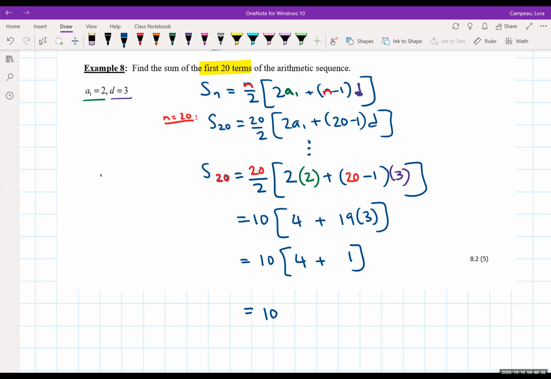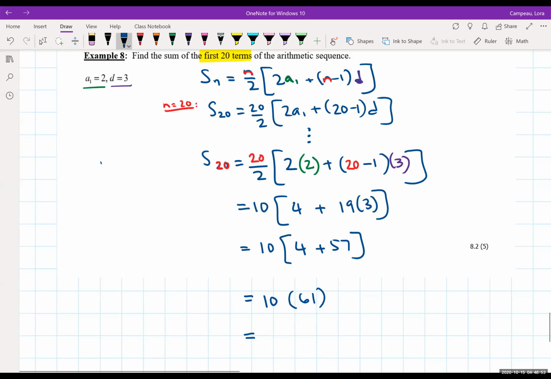Actually, I'm ahead of myself. I should be careful. Let's do 19 times 3. 4 plus 19 times 3 is 61. Well, let me make sure I'm showing the steps for your notes. 19 times 3 is 57. And 4 plus 57 is 61. Sometimes I get too excited and go forward, but I don't have you guys to stop me here. So I like to always show out the steps.